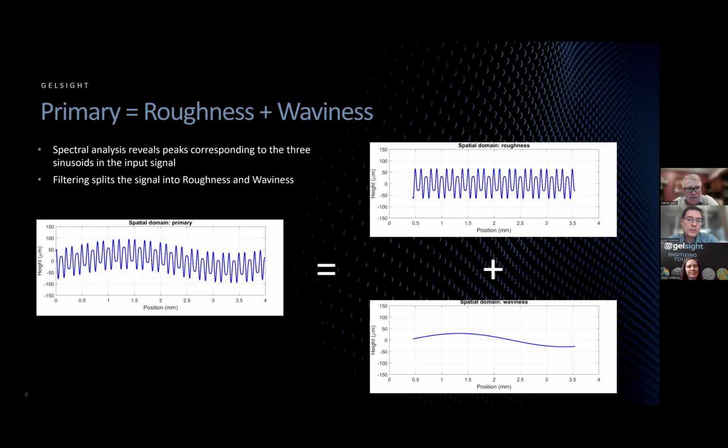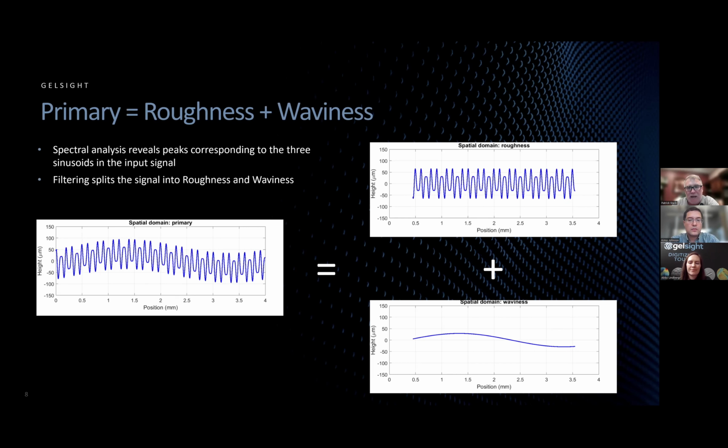So on the left here is the primary profile, which has the 3 sine waves or the wavelength components that we talked about. And you can see that there's a long 4 millimeter wavelength that causes that long undulation. Now, the bottom right is the waviness profile. So that's the wavelengths that are longer than, I believe, 0.8 millimeters in this case. So you can see that one single sine wave in that profile on the bottom. And the top profile is the roughness. So that's the 2 shorter wavelength components combined.